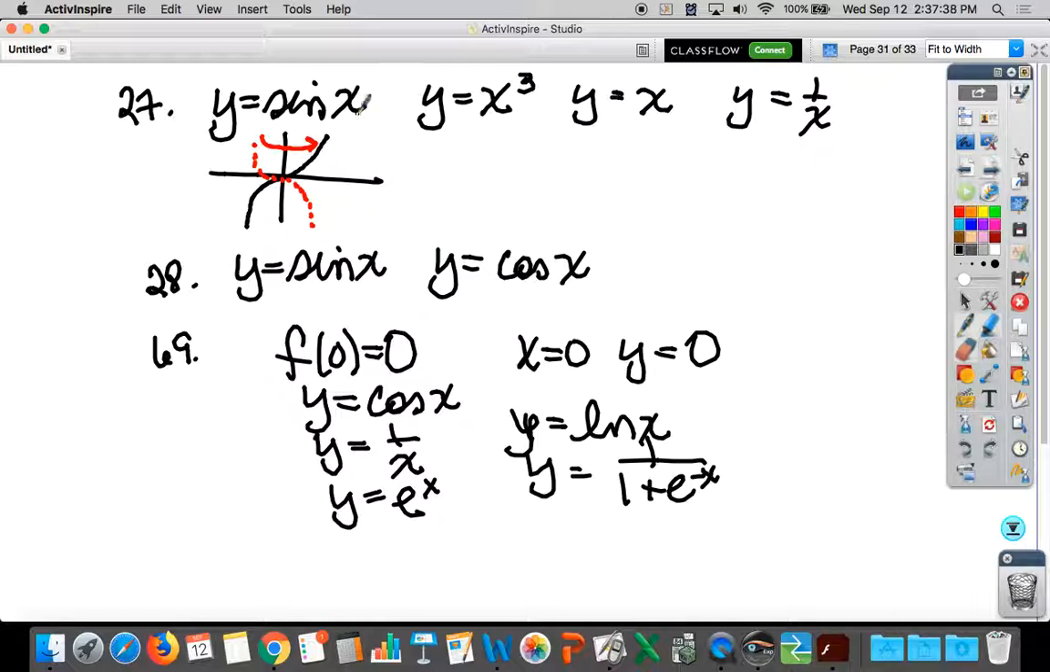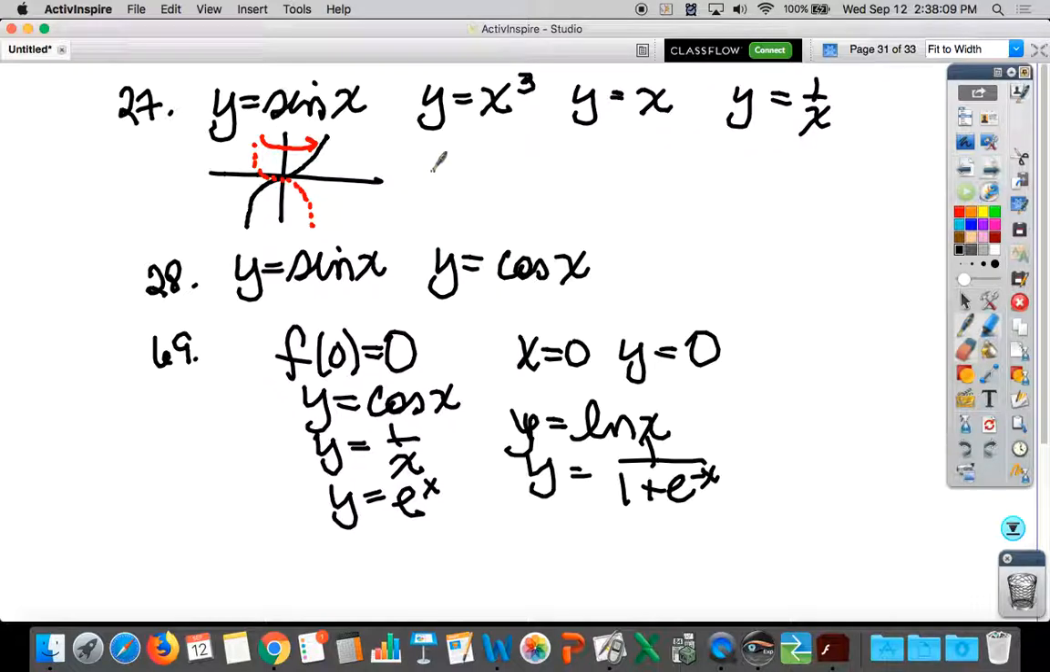Sine x, let's see, it says the four functions whose graph look the same when turned upside down and then flipped. So let's look at y equals x cubed. You're going to draw it like this. You're going to flip it upside down, and then you're going to rotate it about the x-axis. So these are the ones that look the same, flipped upside down, and then rotated about the y.